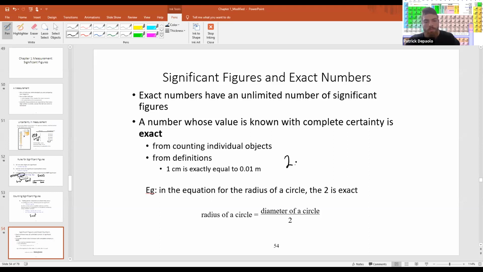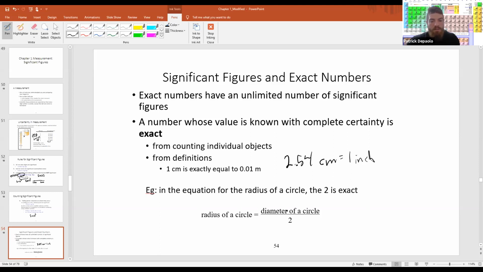So 2.54 centimeters equals 1 inch. Let's just say this was the actual definition. We can't say that 2.54 centimeters equals 1.0 inches. No, it is an exact definition that this equals this, or 12 inches equals 1 foot. It's not 12.00 inches, it's just 12. 12 of them equals 1 of them. So it is a definition from the conversion. Equations are another one too, like radius of a circle.